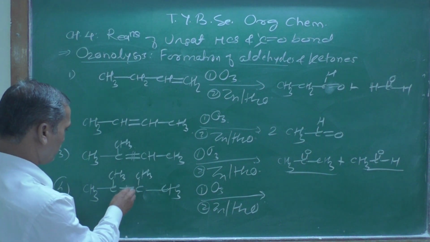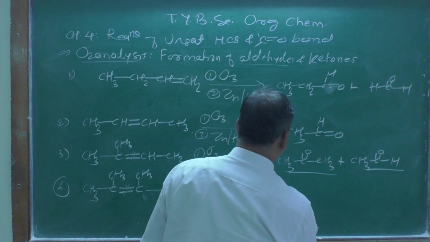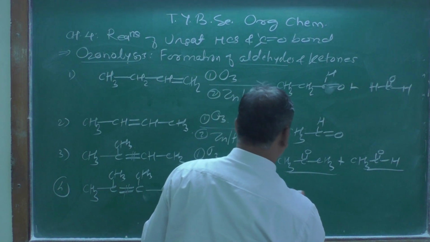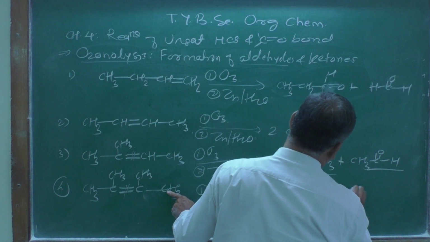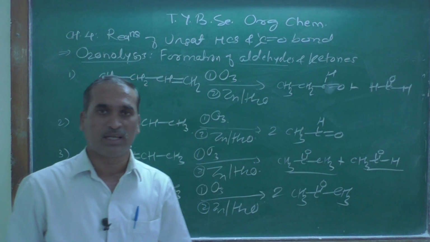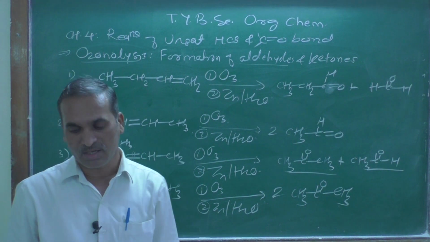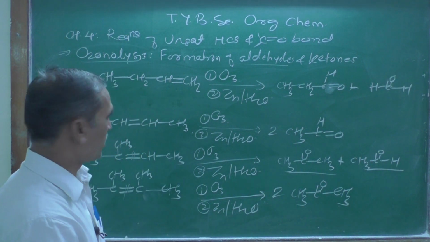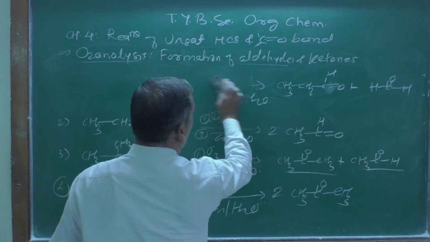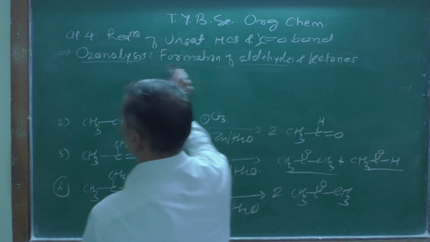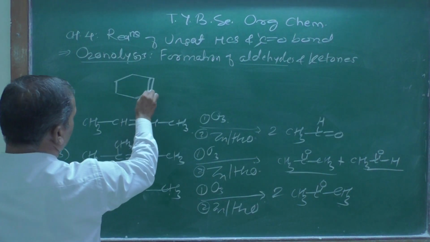Now when I break from the middle, with the same ozonolysis reagent, what do I get? I get 2 molecules of acetone, CH3, C double bond O, CH3. That clearly indicates that our starting compound is tetrasubstituted. Suppose there is a ring present like this. Let us see here. Suppose you have this type of compound present.